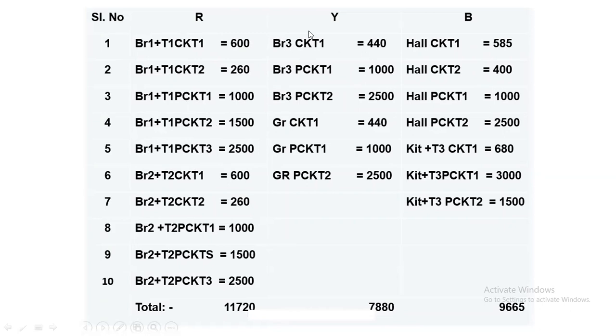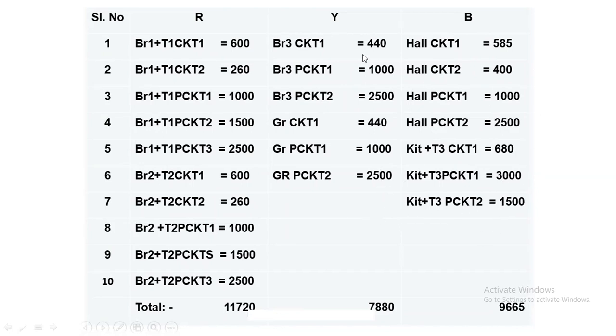And in Y phase, we have arranged bedroom 3 light and power circuits, guest room light and power circuits together. Then in B phase, the whole lighting circuit and power circuit has been arranged, and kitchen lighting circuit and power circuit has been arranged.